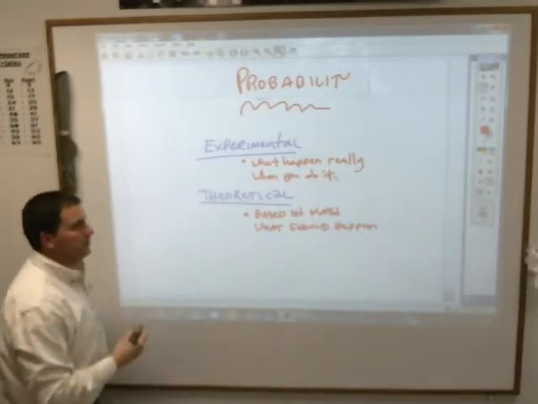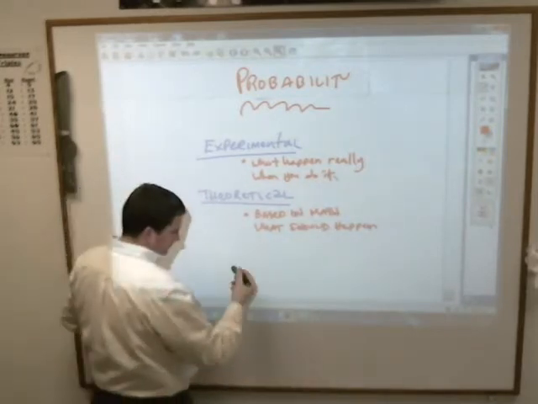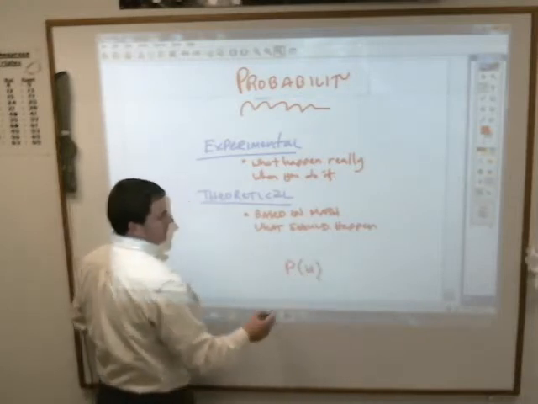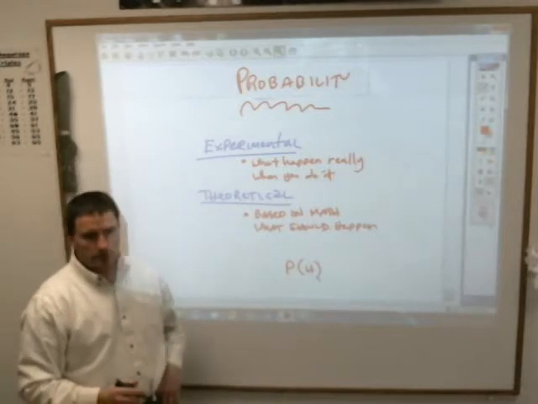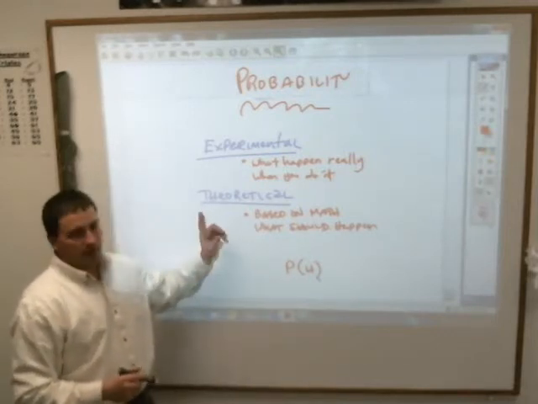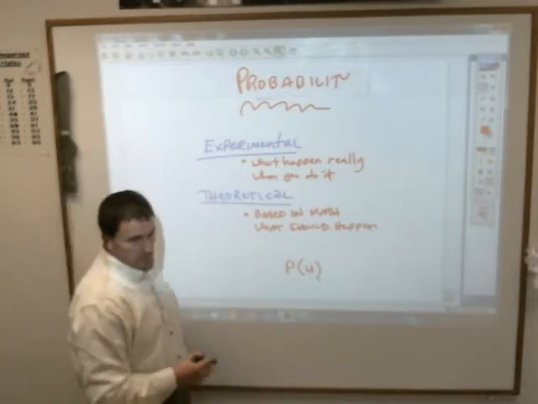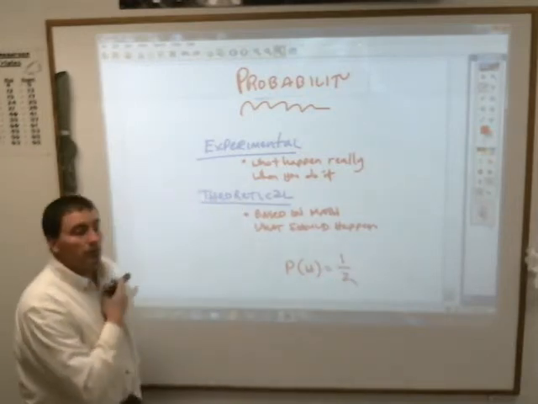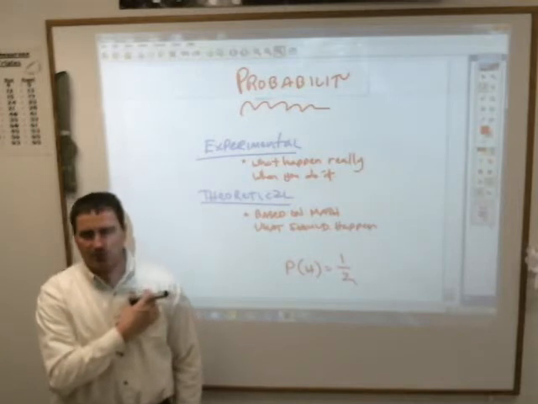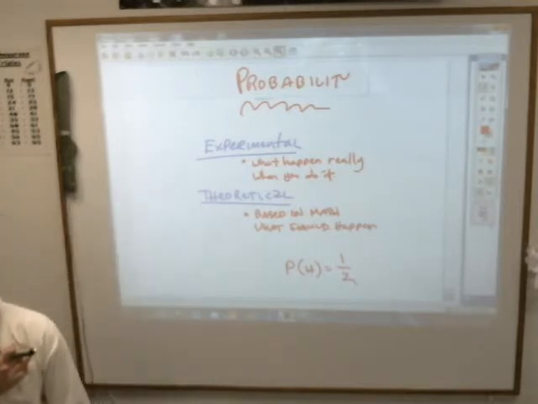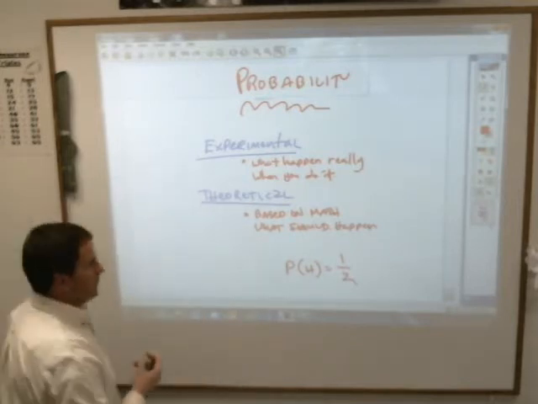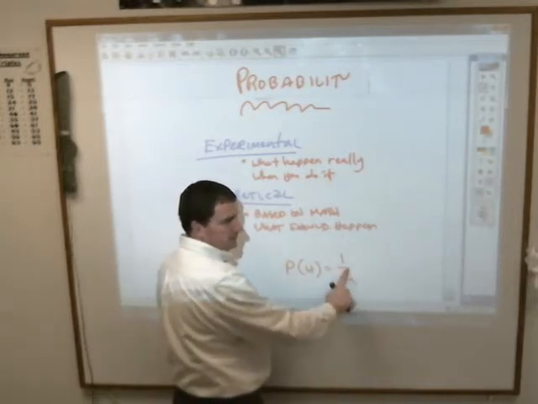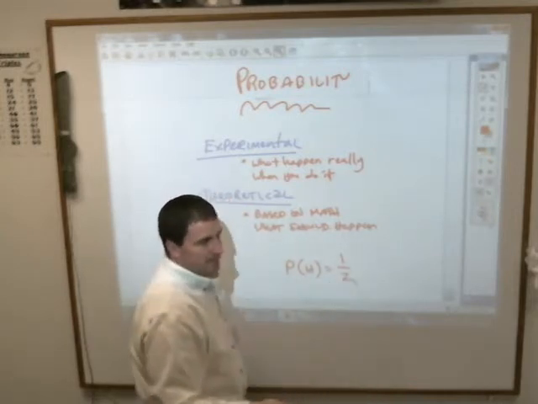Okay, for example, if you're flipping a coin, the probability of flipping a head is, theoretically, 1/2. Now, when you flip a coin, does that mean that you couldn't get a head 3 times in a row, or you might get a tail, whatever? That means when you flip a coin, half of the time you should get a head.